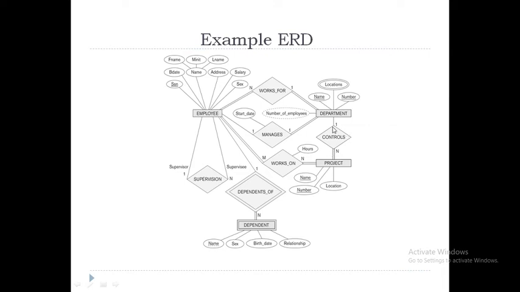And if I come to this controls, project is at N side. Now we need to add the primary key of department in project as the foreign key. And if I take supervision, it is a recursive relationship. So the same primary key, SSN is the primary key, right? So SSN must be added as a foreign key in employee. To differentiate this SSN as a supervisor's SSN, I will write super underscore SSN.